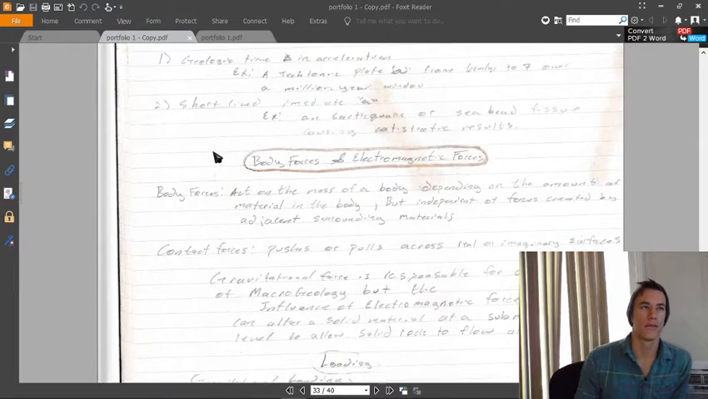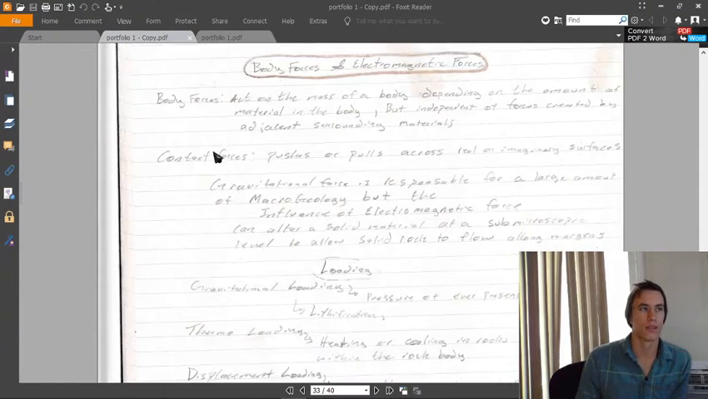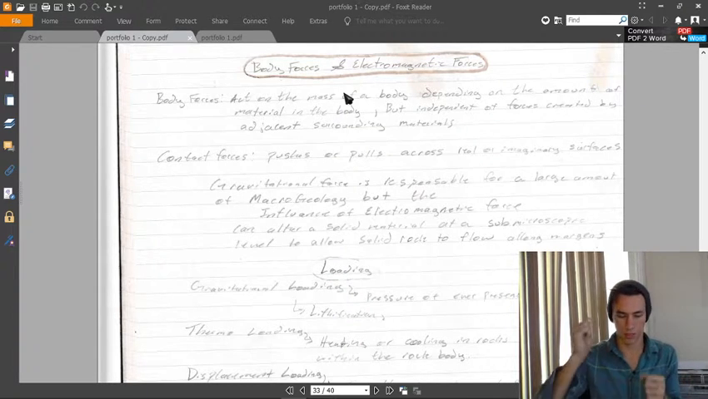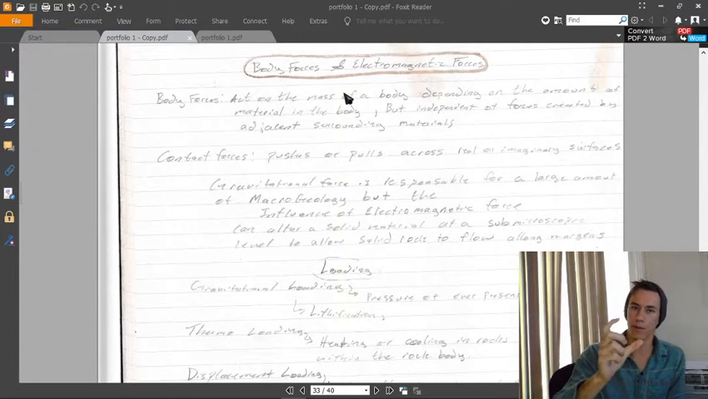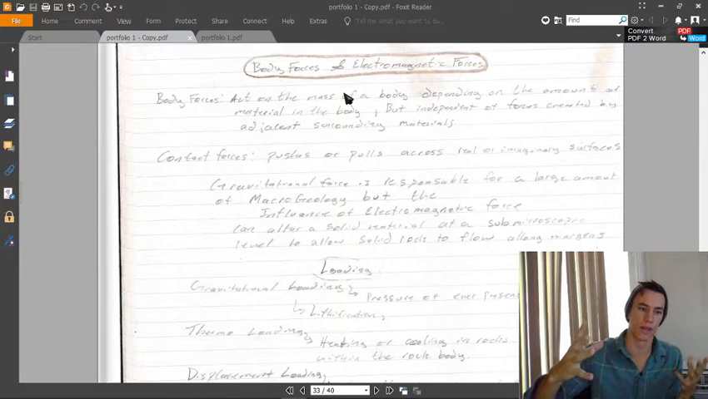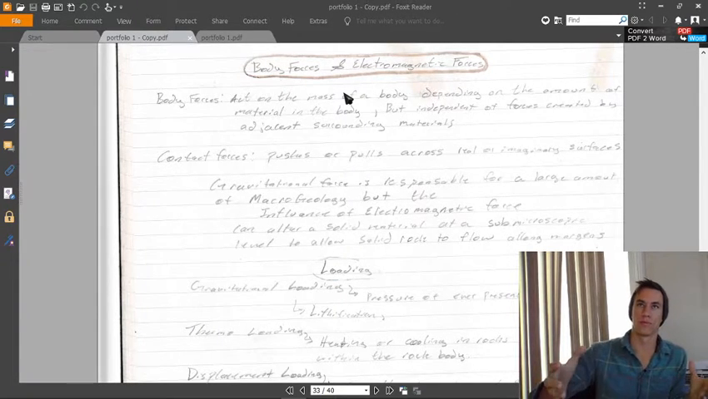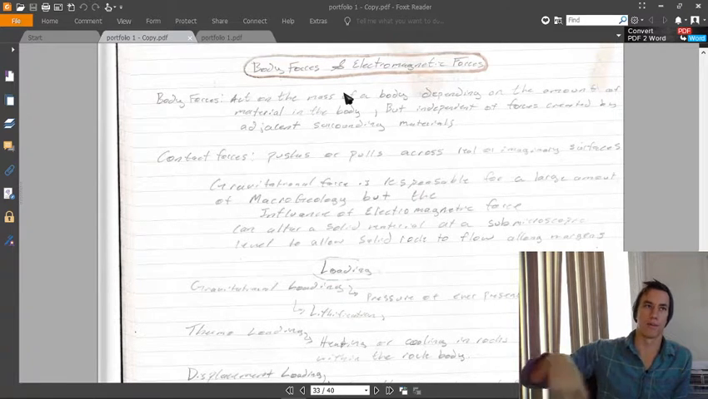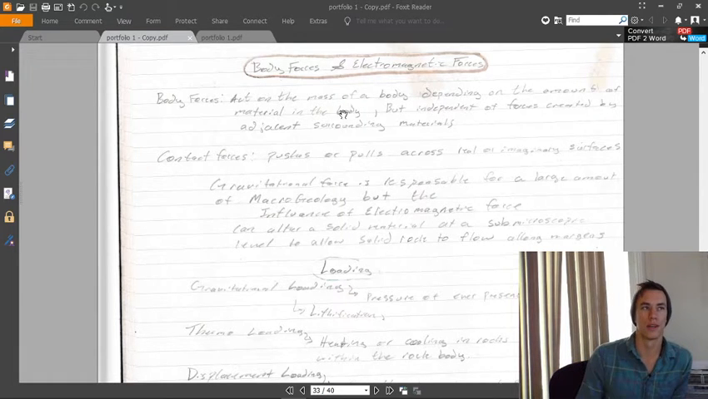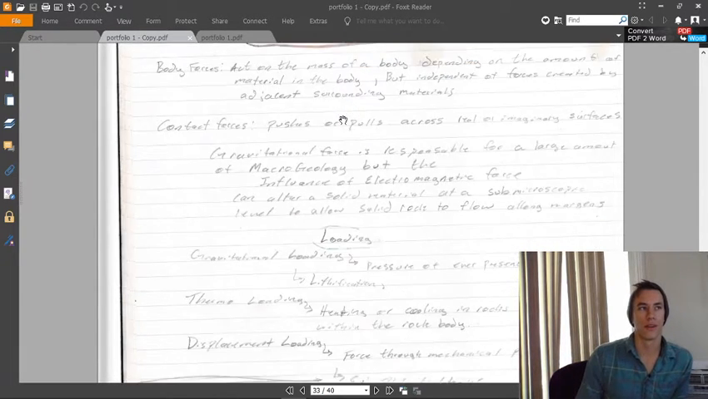So a lot of the immediate stuff happens because of gravity. Body forces act on the mass of the body depending on the amount of material of the body. Like if you hit a sledgehammer against one pebble, then it's going to bust into a whole bunch of small ones. But if you hit a sledgehammer against a mile by a mile area of rock, it's just going to chip the surface. It's not going to have as much change on that body.